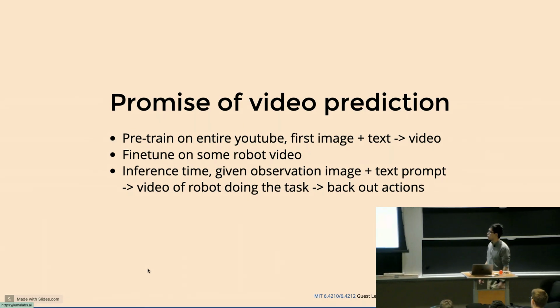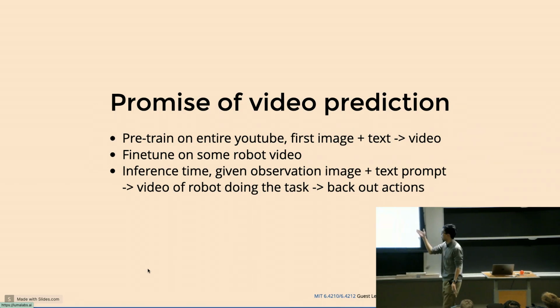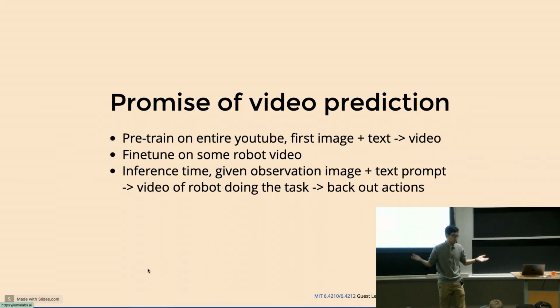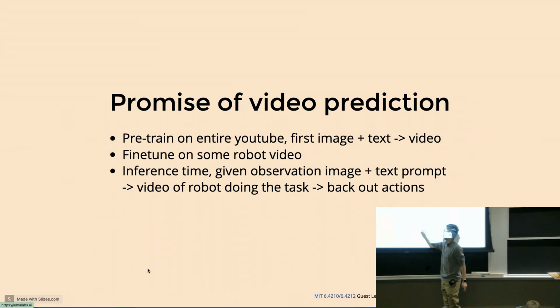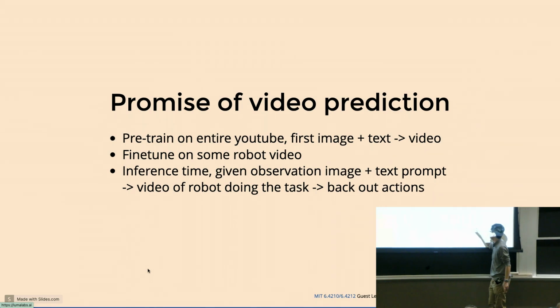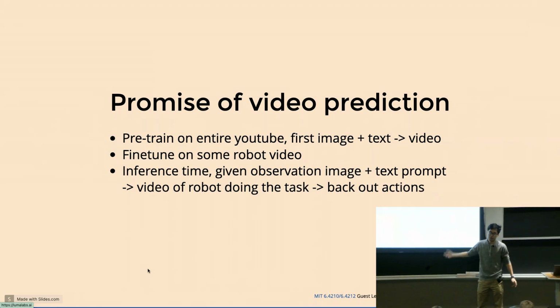And finally, after you fine-tune on some robot video, at inference time, given an observation image, my current observation, and a text prompt like, for example, pick up an apple, this foundation model will generate a video of the robot actually performing the task. For example, it will generate a video of your robot hand picking up the apple.